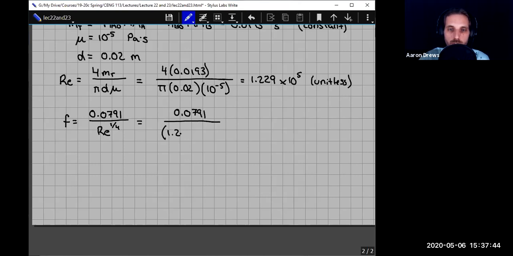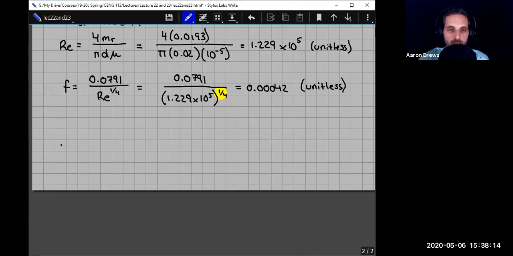So this will be 1.229 times 10 to the fifth raised to the 1/4 power. I routinely forget that 1/4 power, so I'm just going to highlight it. Don't forget the 1/4 power. Our resulting friction factor F is 0.00042. This is also unitless, so it will have no units associated with it.